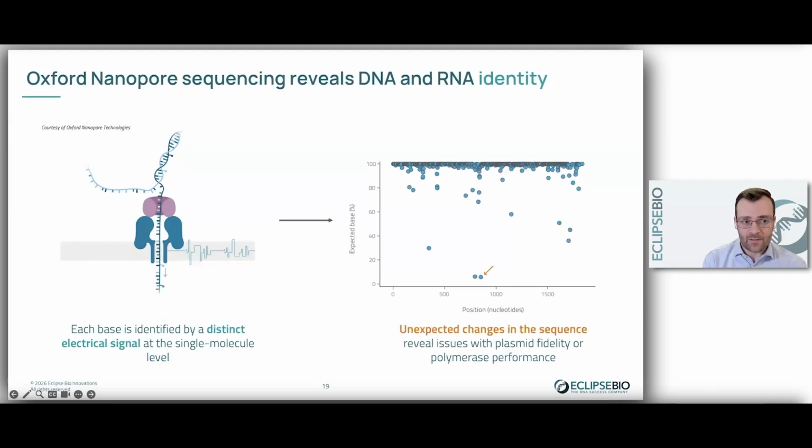Starting first with looking at unexpected changes in the sequence. I'm just showing here an example where we're looking along the length of an IVT RNA, and the y-axis is showing the percentage of bases that match expectation. If you get a decrease, that indicates the wrong base has been incorporated or there's an issue with the plasmid fidelity. I'm showing here an example with the orange arrow. This is a base where almost 100% of the time the wrong base is incorporated, indicating that the plasmid had a sourcing issue and the wrong sequence was present.